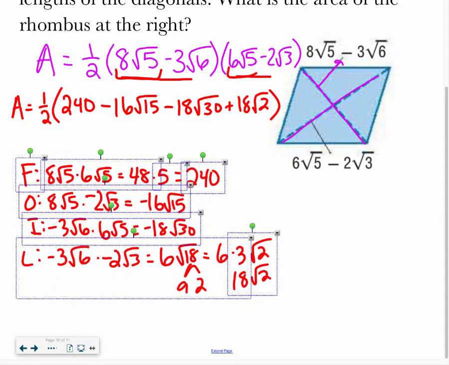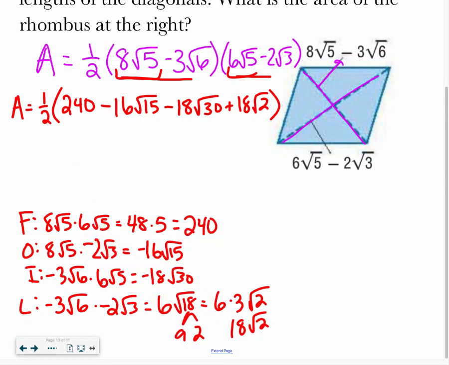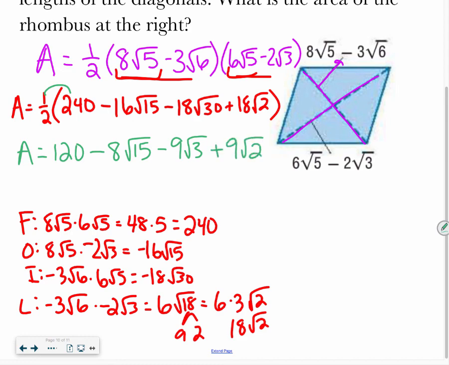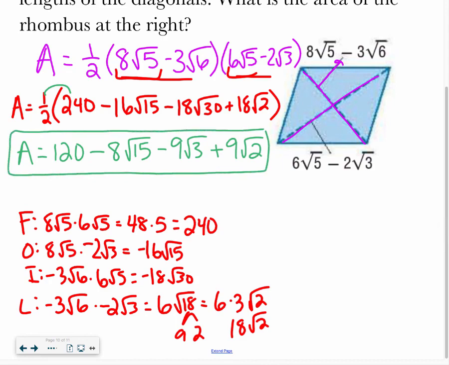Now, if I move all of this down, notice I still have the times 1/2, so I have to multiply everything by 1/2. So area equals half of 240 is 120. Half of negative 16 square root of 15 is negative 8 square root of 15. Half of negative 18 square root of 30 is negative 9 square root of 30. Half of positive 18 square root of 2 is 9 square roots of 2. So my area for this rhombus is represented by this expression.